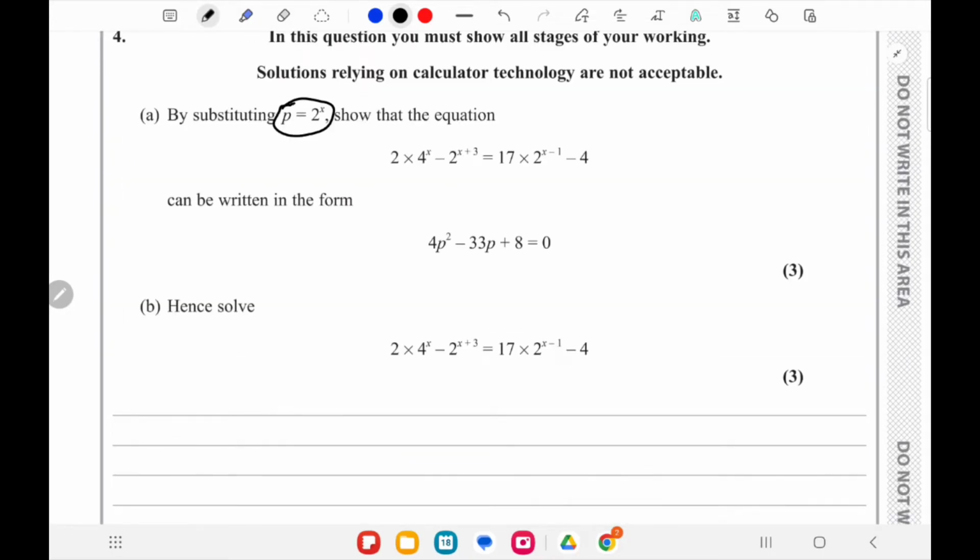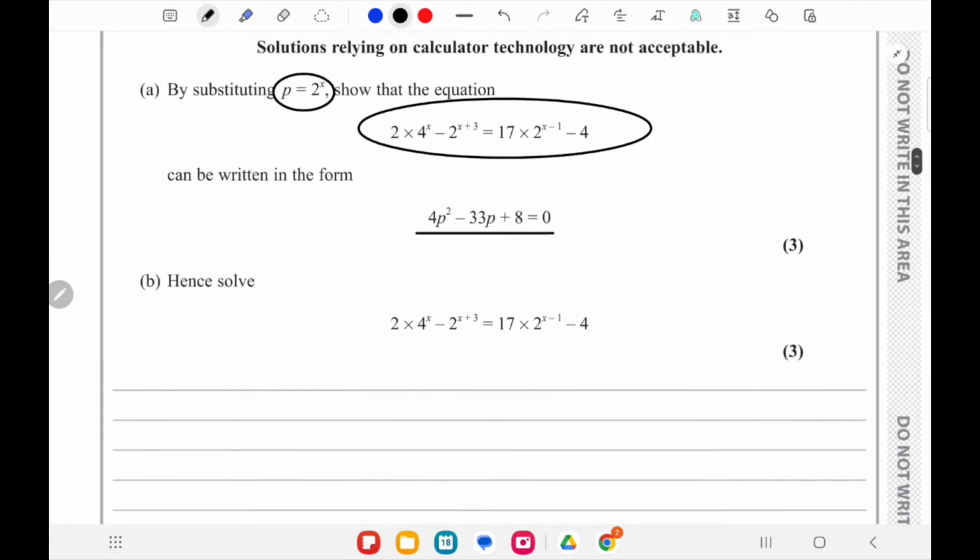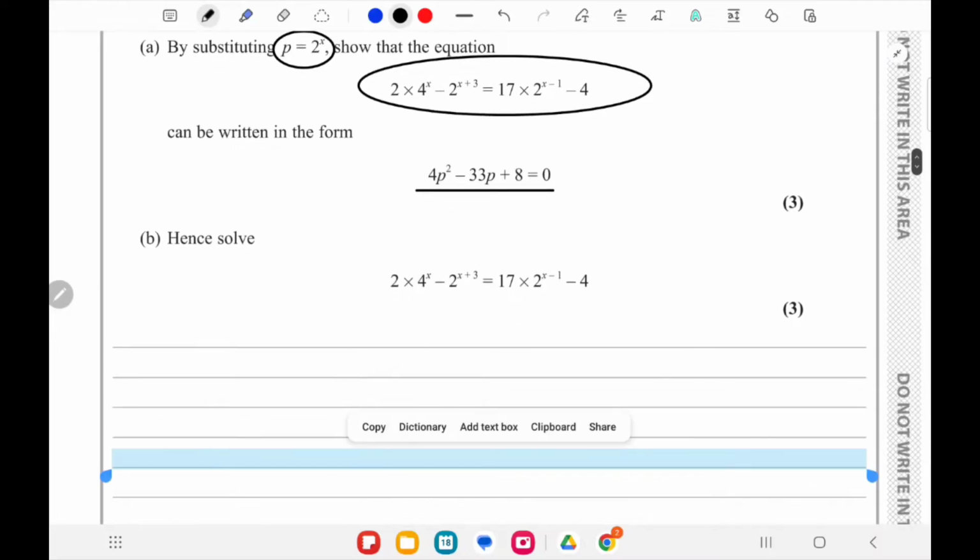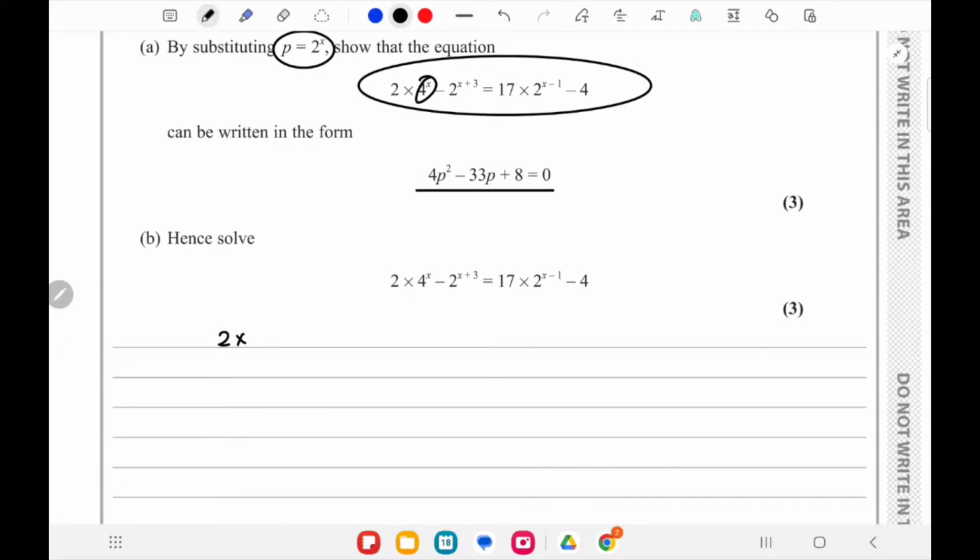We have to substitute p equals 2 to the power x and show that this equation over here turns to this. So let's begin. We can write 4 to the power x as 2 squared to the power x. We can also switch the 2 and x, so we can write 2 to the power x squared.